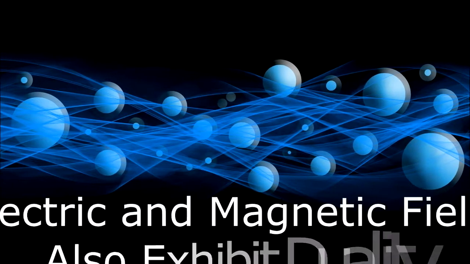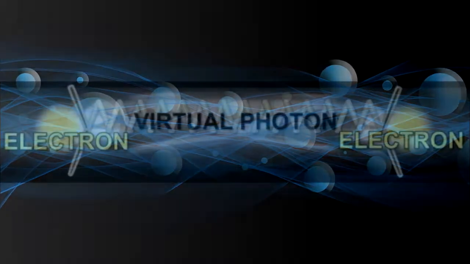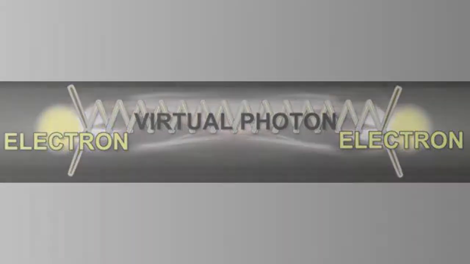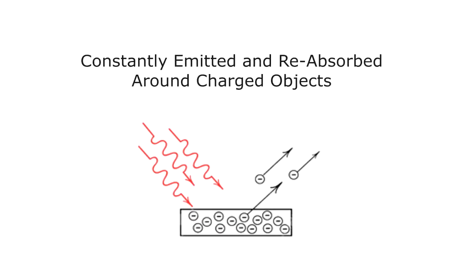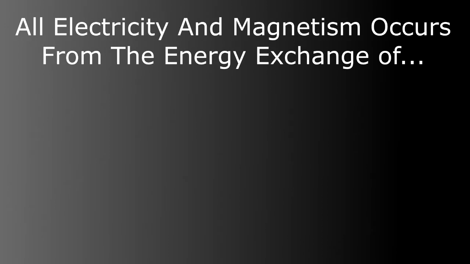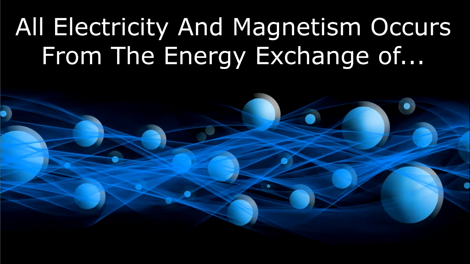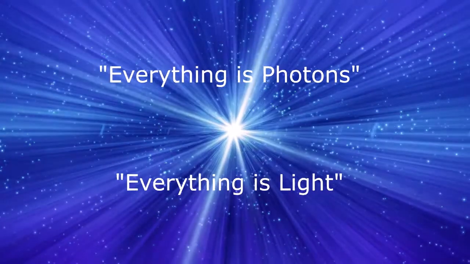Weirder still is that the static electric and magnetic field also exhibits this wave-particle duality. In fact, the electric and magnetic forces we have been talking about can be modeled by the exchange of what are called virtual photons. This is quantum electrodynamics, and it's actually the most accurate theory of electricity and magnetism that we have. Virtual photons are constantly emitted and reabsorbed around charged objects at rest or in motion, so this includes both electric and magnetic fields. All of electricity and magnetism comes about from the energy exchange in either virtual photons, which are the electric or magnetic force, or real photons like an electromagnetic wave. So basically everything is photons, everything is light, as they say.